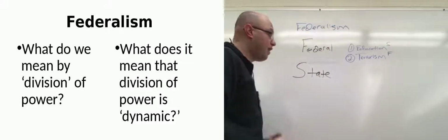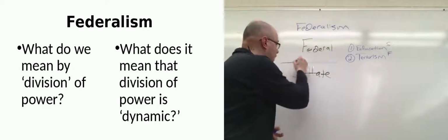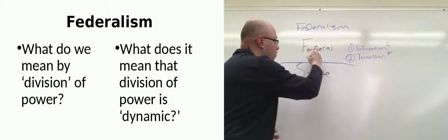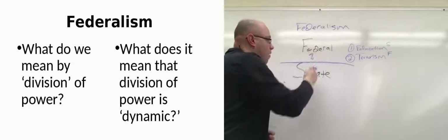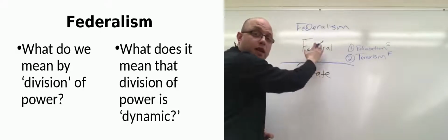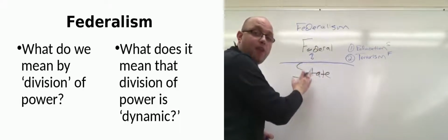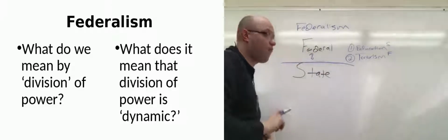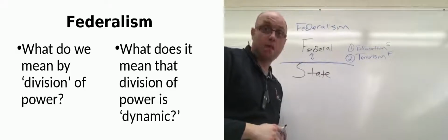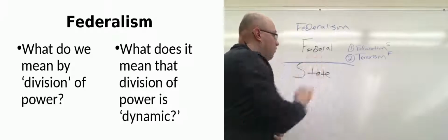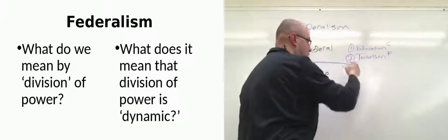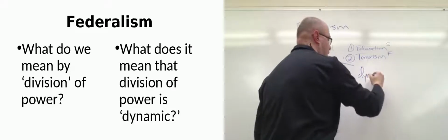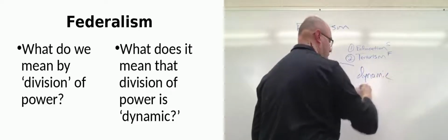So if we did that, the line would look like this, because the federal government has more power here. So the difference or the gap between the national government and the state government is bigger. The division is wider because the federal government has to have more power. That means that federalism, the division of power, is dynamic. It means it's always moving.